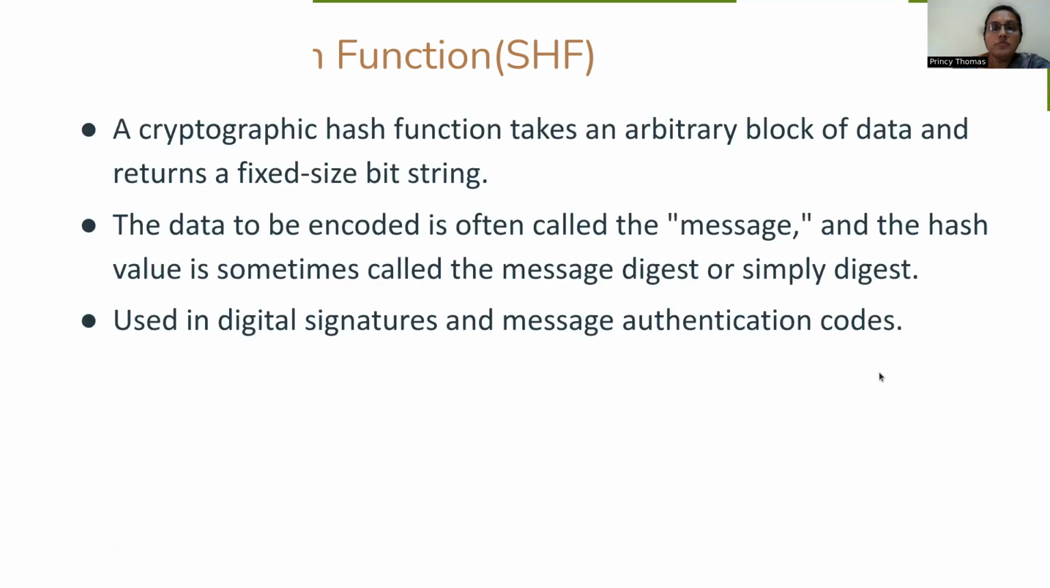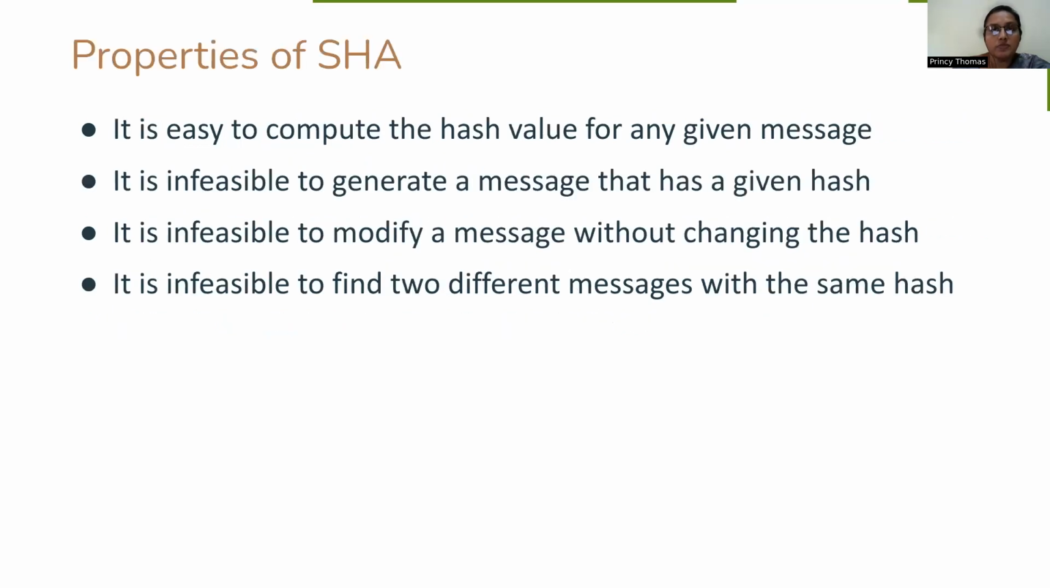Okay. Now, a cryptographic hash function will be able to take an arbitrary block of data and return a fixed size bit string. So the size of the block of data will not matter. The data to be encoded is called the message as earlier, and the output will be called a message digest or simply digest. Okay, the output is the hash value. And it can be used for both digital signatures and message authentication codes.